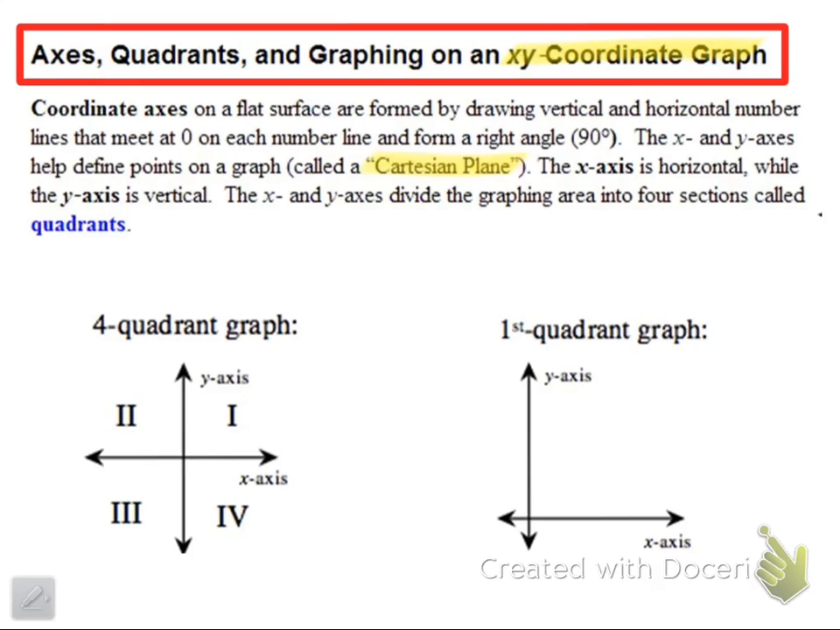So for starters, coordinate axes on a flat surface are formed by drawing vertical and horizontal lines that meet at 0. You'll notice I'm marking that on the graph. And we'll also see here that these are at a 90-degree angle. Here is our 90-degree angle.